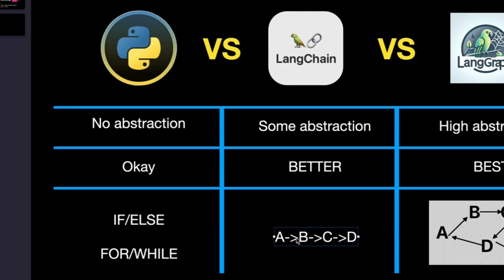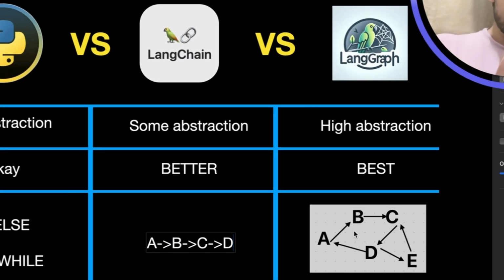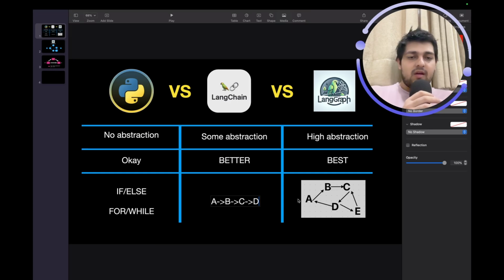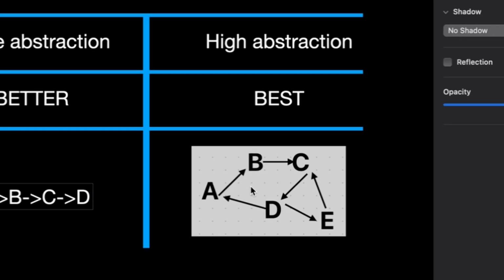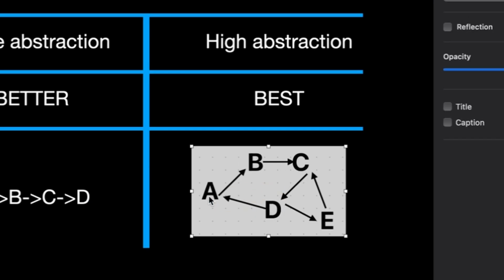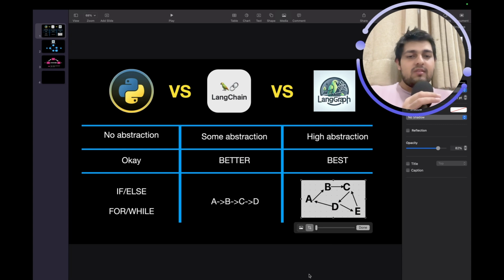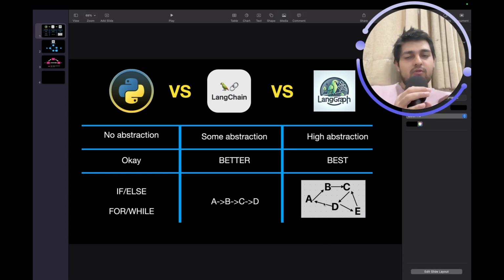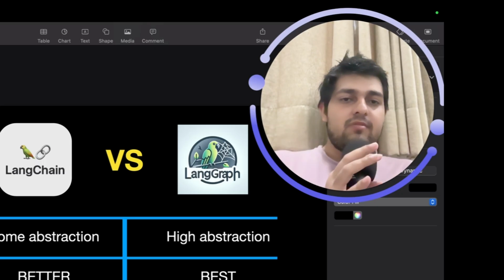Python is if else, for, while. LangChain is a chain-based architecture, so you have one function that calls another function, and the chain goes like this: A, B, C, D. Meanwhile, in LangGraph, you can have nodes, so it's a graph-based architecture. You have different nodes, A, B, C, D, E, and at each node you can have conditional edges. So each node could be a deciding factor for where to go after this. After C you can go to D, and after D you can go to A, or you can go to E. So these are conditional workflows, and you can create more complex graphs using LangGraph.